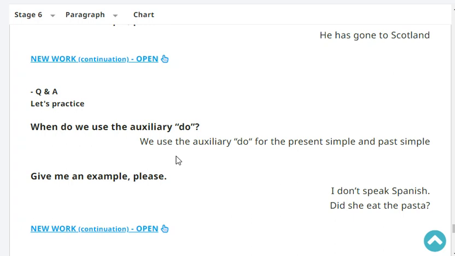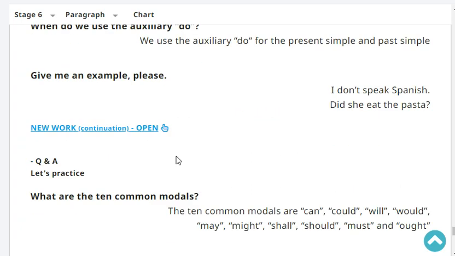We use the auxiliary do for the present simple and past simple. Give me an example, please. I don't speak Spanish. Did she eat the pasta?